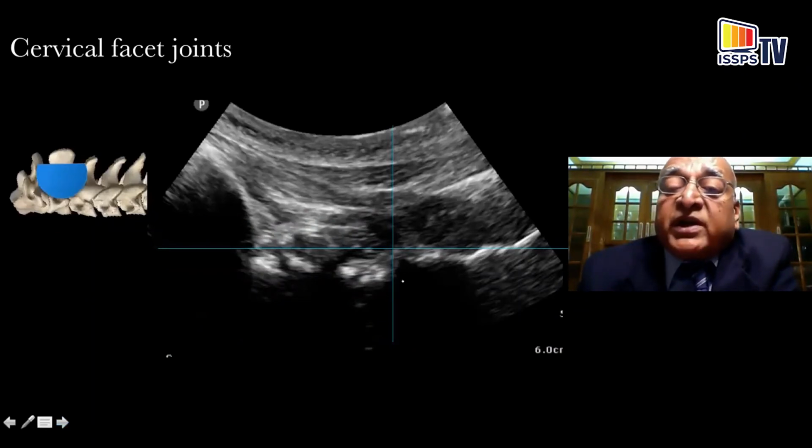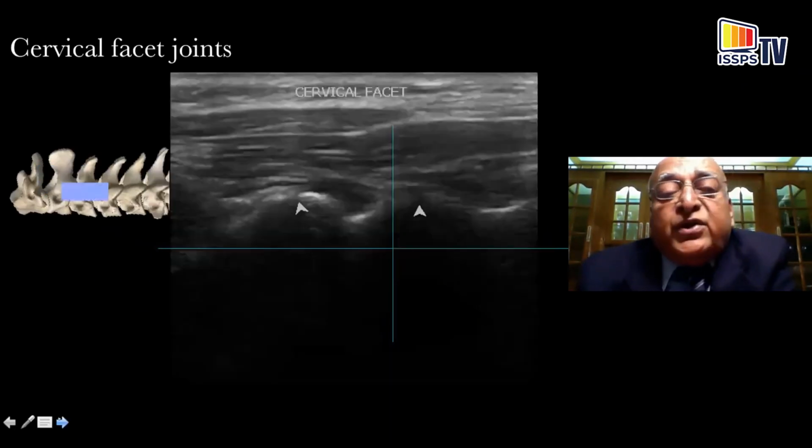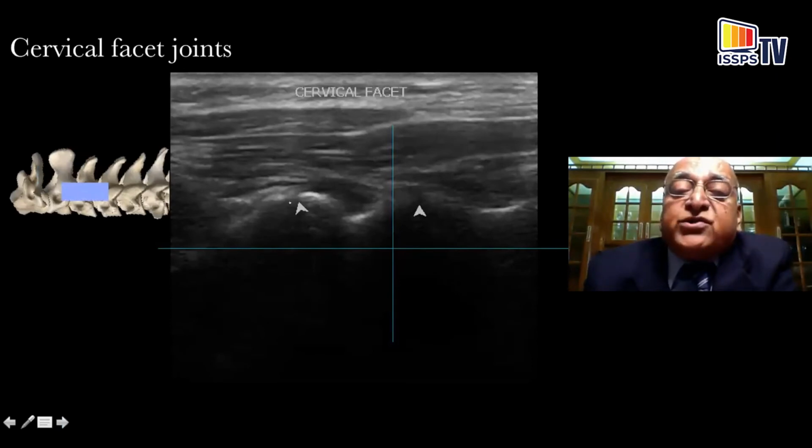But then you must remember that not all levels are going to be symmetrical, so you may have to adjust and fine tune at each level. I most often use a linear array transducer, where in younger individuals, you can actually see the facet joint. And this would be the C2-3, and this would be the C3-4 joints.